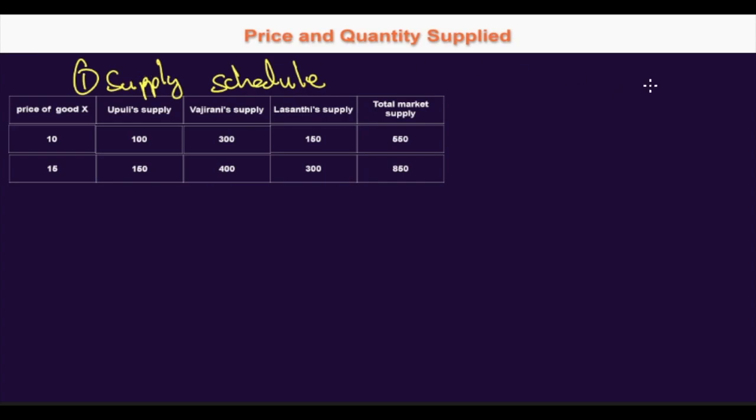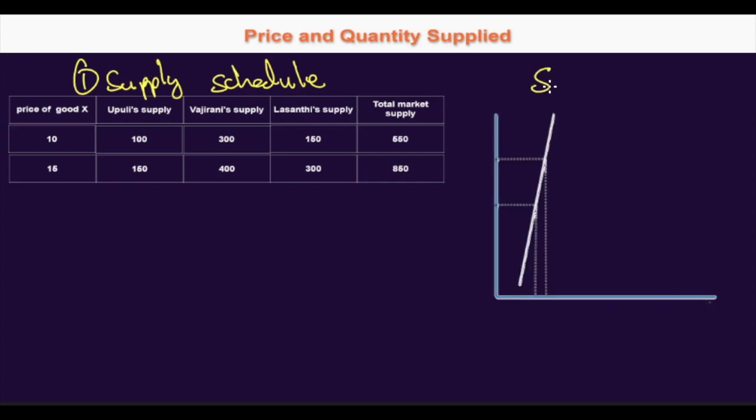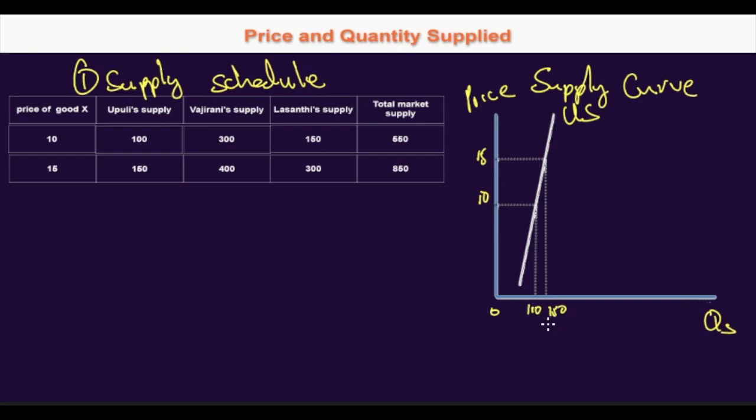It can also be illustrated by a supply curve. Here we have the price and the quantity supplied. Assuming that this is Upuli's supply curve, as the price goes from 10 to 15, the quantity supplied has increased from 100 to 150. There is not much of an increase from 100 to 150, but still there is a positive relationship. When the price increases, the quantity supplied has increased.